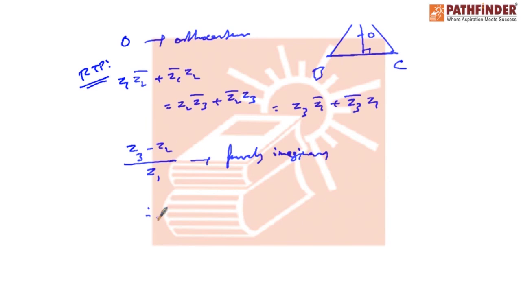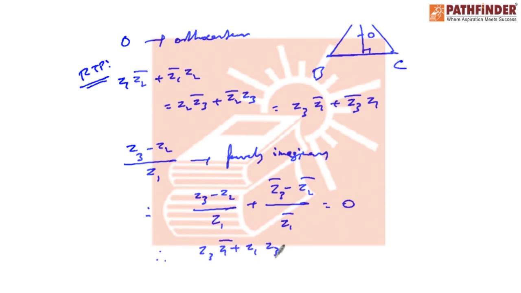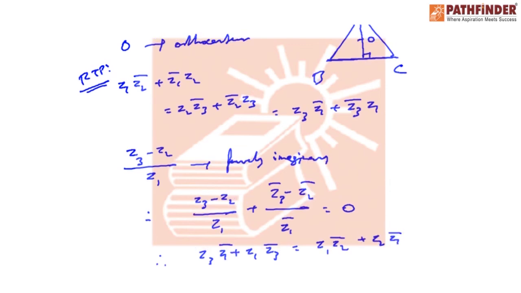z plus z bar equal to 0, and hence (z3 minus z2) by z1 plus (z3 bar minus z2 bar) by z1 bar must be equal to 0, which when simplified gives us that z3 z1 bar plus z1 z3 bar is equal to z1 z2 bar plus z2 z1 bar.